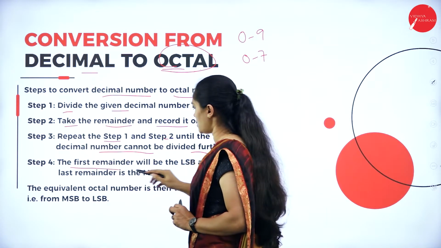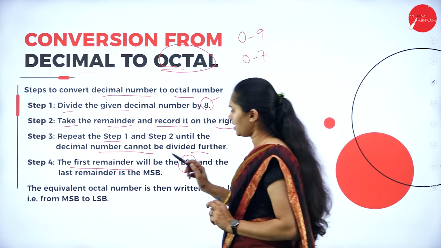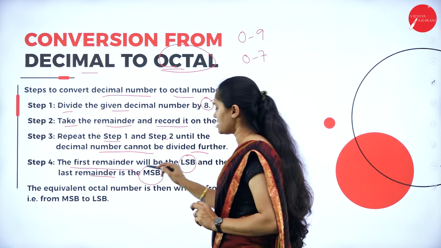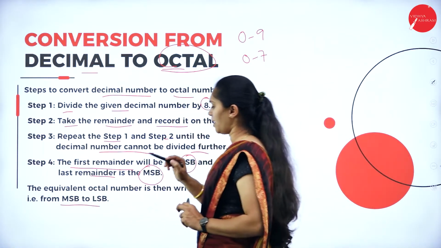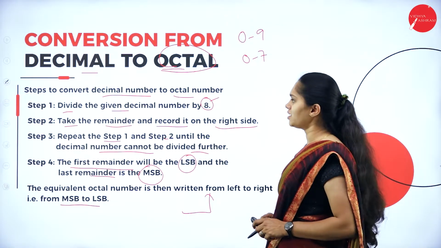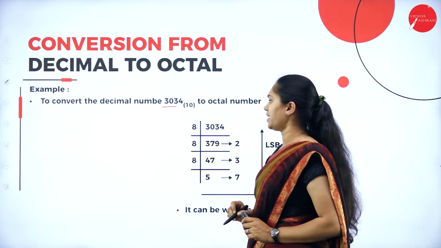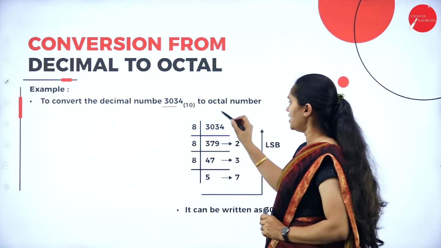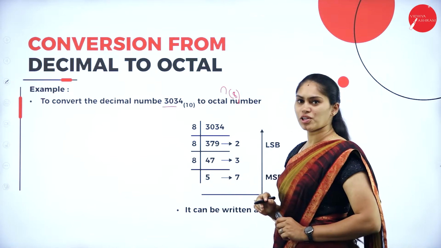Then the first remainder will be considered as what? LSB here, that is least significant bit, and the last remainder is considered as MSB or most significant bit. Then we have to write from MSB to LSB. It will be in this manner. We'll convert. Here I have a question. The decimal number 3034 of base 10 needs to be converted into an octal number. Then how are we going to do that?